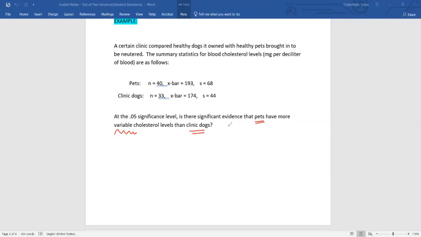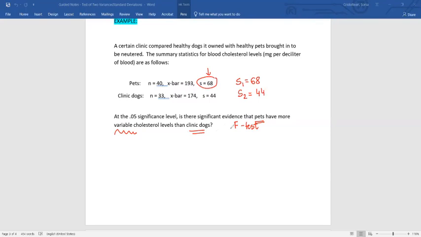Because I know this is an F test, I want to make sure that I will have the larger variance on the top of the fraction. And it seems that the larger variance will be corresponding to this, so I will denote this as 1. Okay, so S1 will be 68, and this is for pets. And S2 will be denoted with 44.